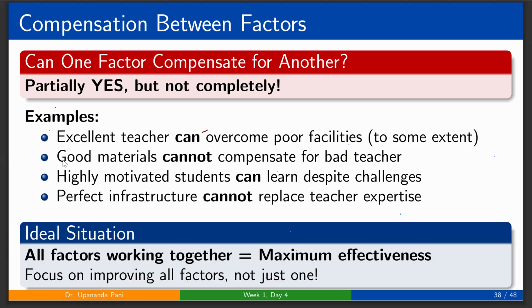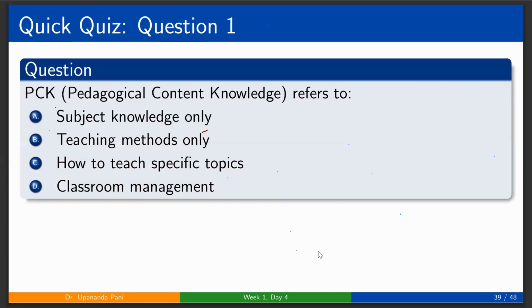We know that from a lot of students who struggle even to earn basic necessities in life, who do not have the economic background, but if they are highly motivated, they can learn whatever the personal challenges they are facing. Perfect infrastructure cannot replace teacher expertise. If a teacher does not have the expertise, even if the infrastructure is perfect, nothing is going to happen. Now, what is the ideal situation? All factors working together are needed for the effectiveness of delivery, teaching and learning. Focus on improving all factors, not just one.